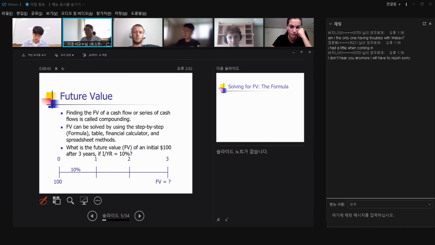Now let's take a look at the future value first. Finding the future value of a cash flow or a series of cash flows is called compounding. Compounding means interest on interest, right? Interest on interest.